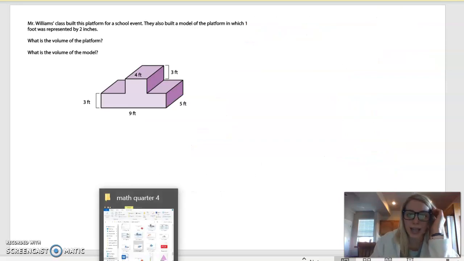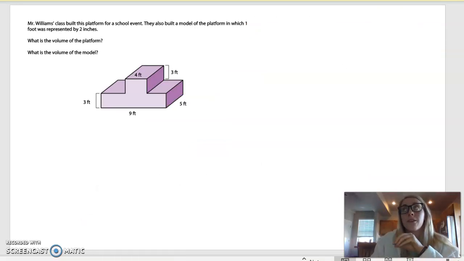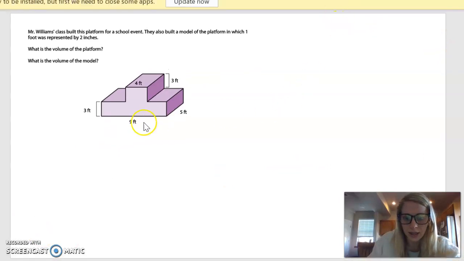So first it asks us to solve for volume in cubic feet, and then it asks us to convert it to cubic inches. I'm not really sure why we needed to do it two different ways, so it was a little bit confusing for me. So what we do here is we are going to break it apart, okay?